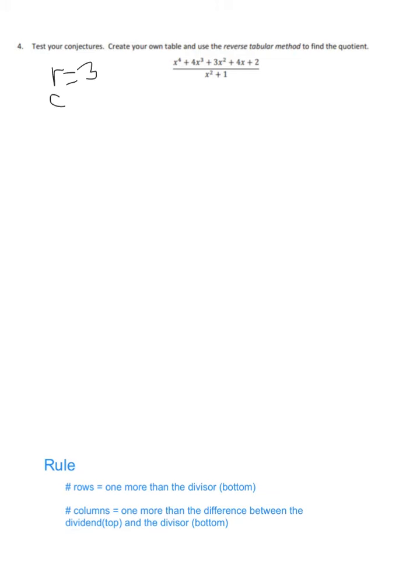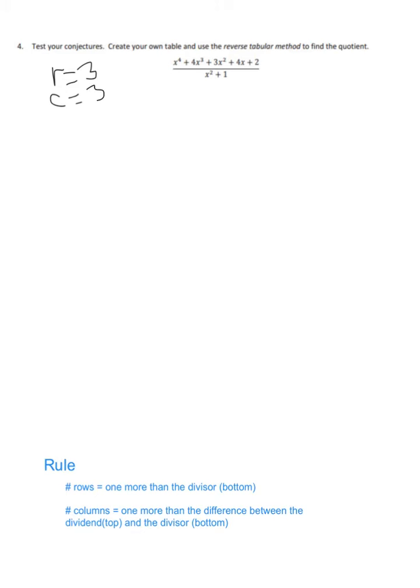And then my columns are going to be down here. It's the number that is one more than the difference between the dividend, that's a fancy word for the top part up here, and the divisor we already talked about, which is the bottom up here. So my top is 4. My bottom is 2. What's 4 minus 2? Well, of course, that's 2. Plus, I need one more than that, remember. So it's one more than the difference between them. So I will also need 3 right there.